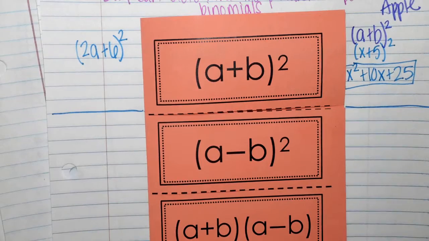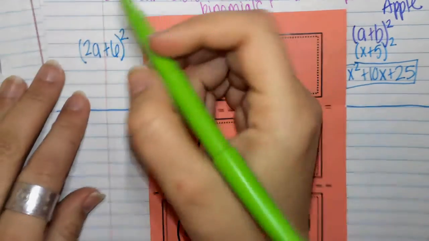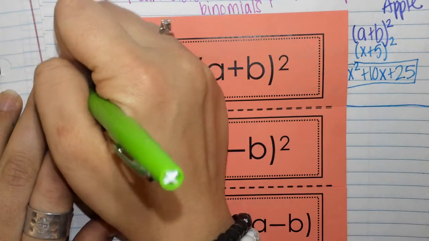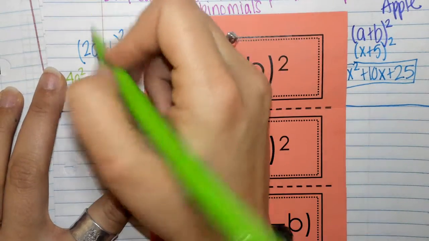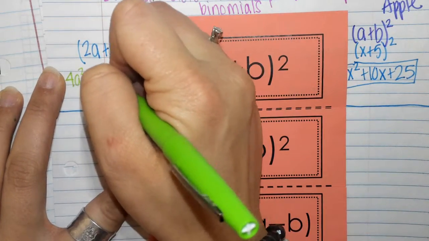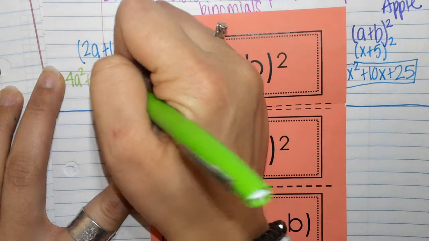Alright, so I think everybody got it right. You squared 2a and you got 4a squared. Then you did 2a times 6 and you got 12a, times 2 is 24a. And then 6 squared is 36.